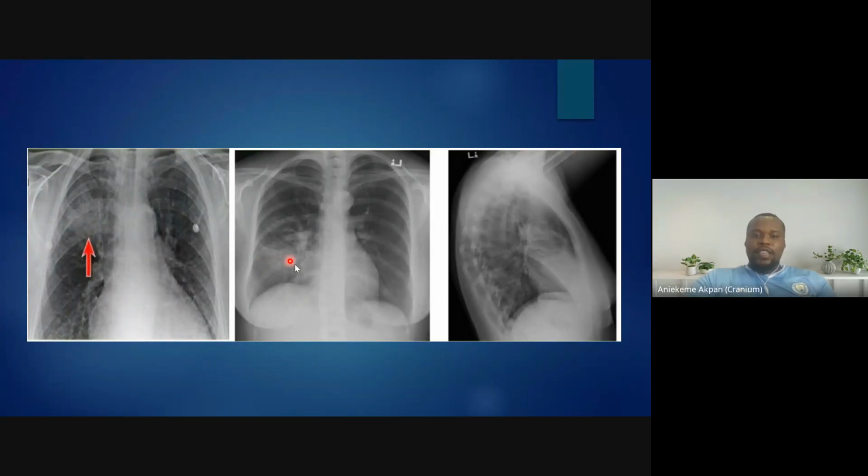And you can also see here, this one is affecting the lower lobe, and if you are looking at the image very well, you will see that the bronchus here is very obvious. Not so obvious, sorry, the image is not so bright, but you can see the bronchogram there.